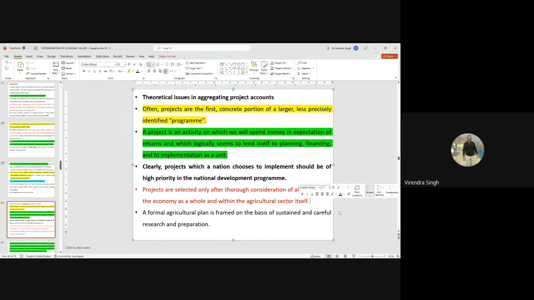the agriculture sector itself. There are a number of alternatives available in the economy as well as in the individual sectors. When we talk of the agriculture sector, there are numerous areas in which projects can be undertaken, ranging from irrigation and drainage systems to dam construction, road construction, installation of tube wells, or undertaking land reclamation, or many more. These projects should be of high priority and should be chosen only after a thorough consideration of alternatives, to see which of the available options will be of more worth. A formal agricultural plan is framed on the basis of sustained and careful research and preparation.